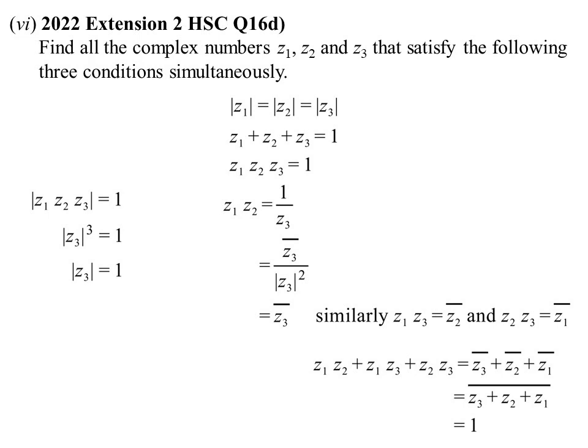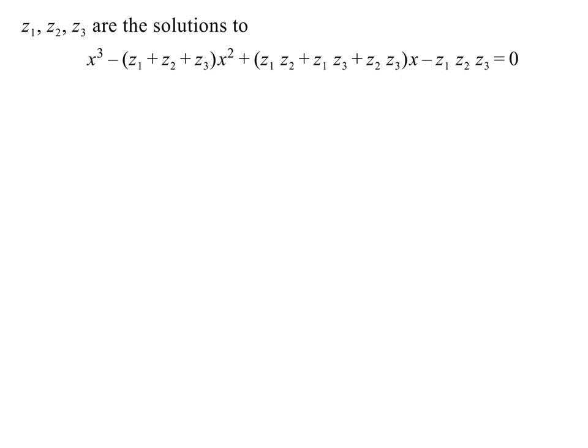Now where is this heading? That means Z1, Z2 and Z3 are the solutions to that polynomial. Right? Because remember how your polynomial is set up. You start with the leading term. The next one is the solutions one at a time, alpha plus beta plus gamma. The next one is the roots two at a time. And then the last one is the roots three at a time.